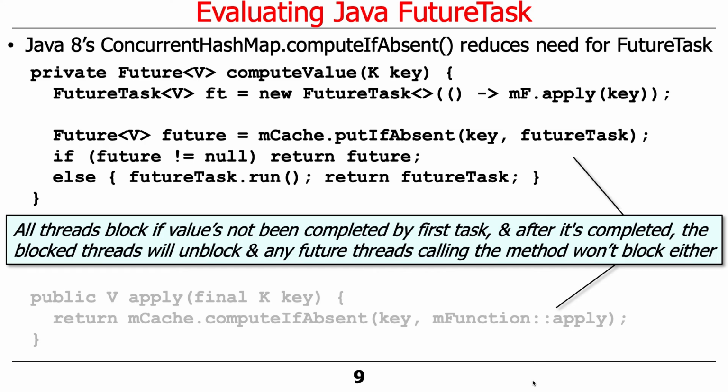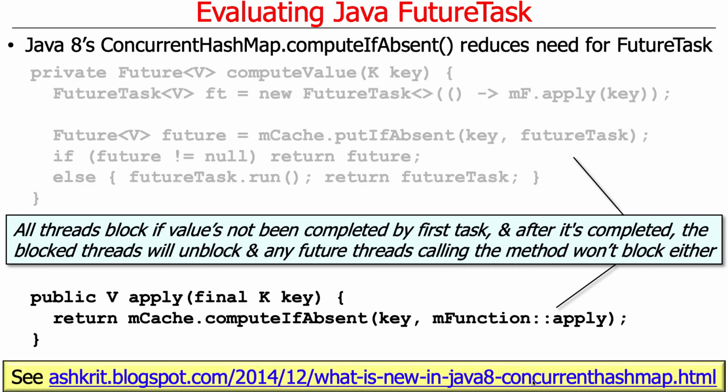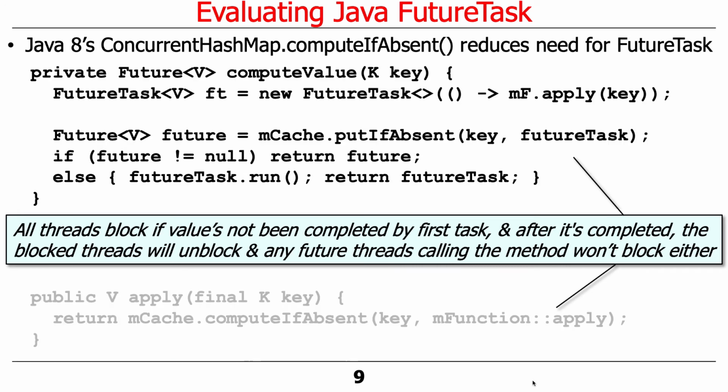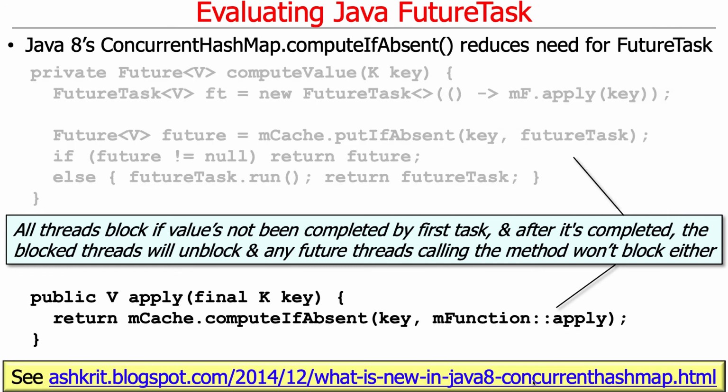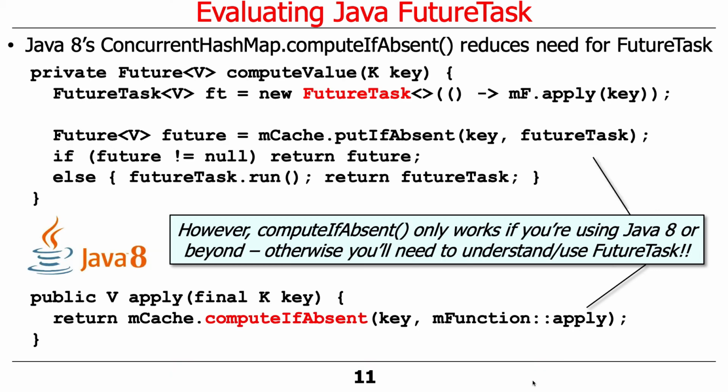Speaking of FutureTask, this is the code that we used to implement this ComputeIfAbsent-like check. We called it compute value, but basically it was doing all of this stuff. And this is cool, but it's also rather crufty to have to work through all those details. It's very subtle. So the good news is with Java 8 and beyond, they replaced the need for this kind of code with just a simple call to ComputeIfAbsent, which does the same exact thing. It just doesn't require you to have to write all that code.